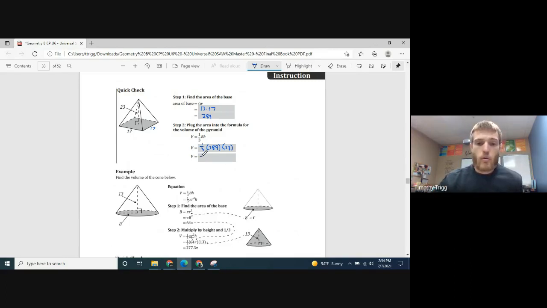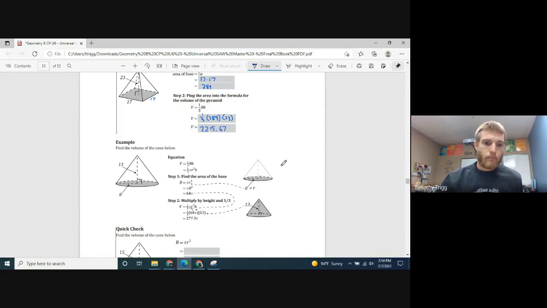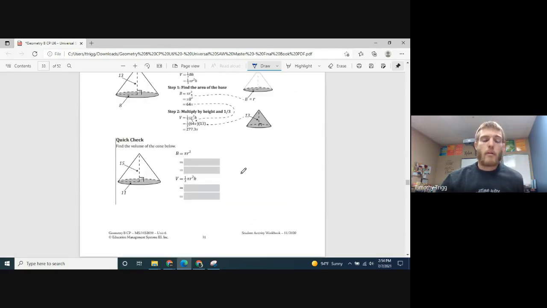So that's 2,215.67, let's say, rounding to the nearest hundredth. Same idea with a cone. You'd find the area of the base times the height, and then with 1/3.